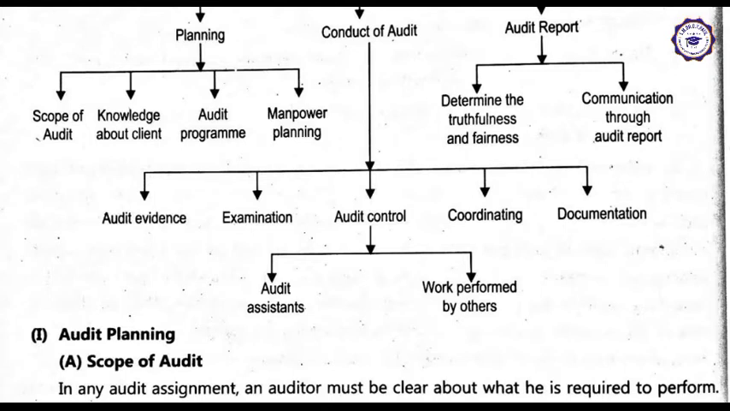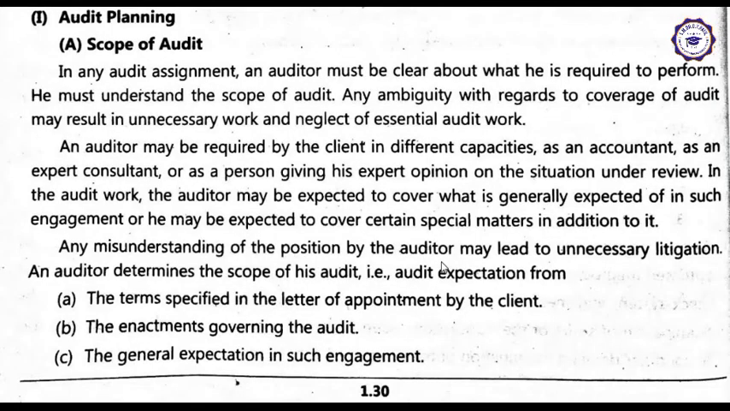So in any audit assignment, an auditor must be clear about what he is required to perform. So what he is required to perform means what he needs to perform in an audit. He must understand the scope of audit. Any ambiguity with regard to coverage of audit may result in unnecessary work and neglect of essential audit work.